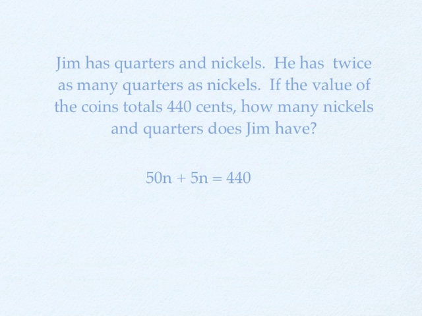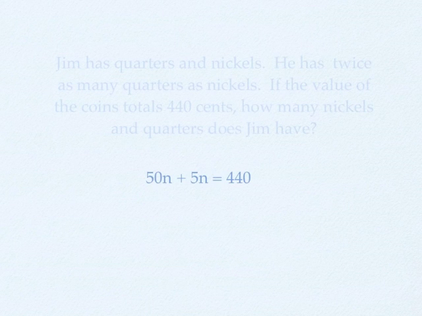So let's just make it a little cleaner. 50n plus 5n is equal to 55n, and that's equal to 440. Now we've got to solve for n. N is equal to, so we multiply both sides by 1 divided by 55, and we have to do that to both sides of the equation to keep it balanced. So the 55's cross out. 440 divided by 55 is equal to 8. So n, the number of nickels, is equal to 8.